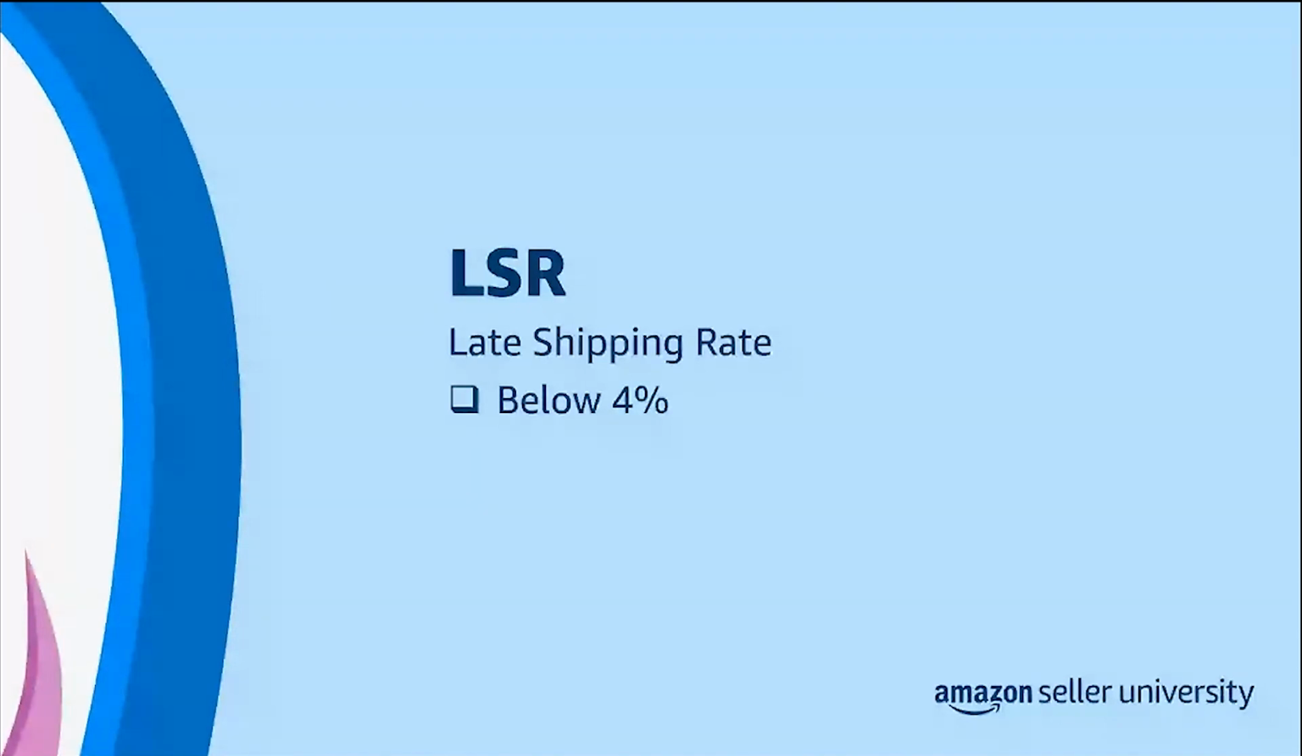For shipping metrics, watch your late shipment rate, or LSR. LSR tracks orders that have shipment confirmed after the expected ship date. You will need to keep this below 4%.